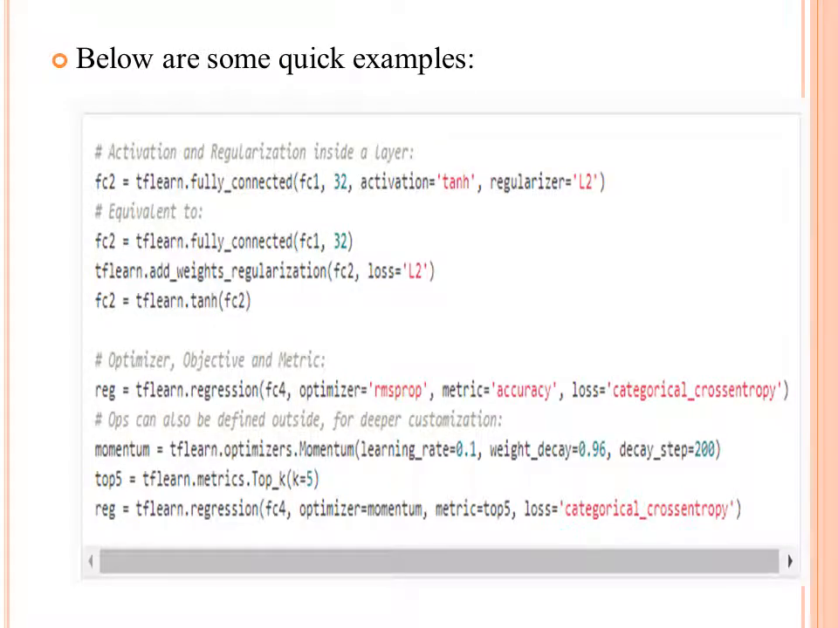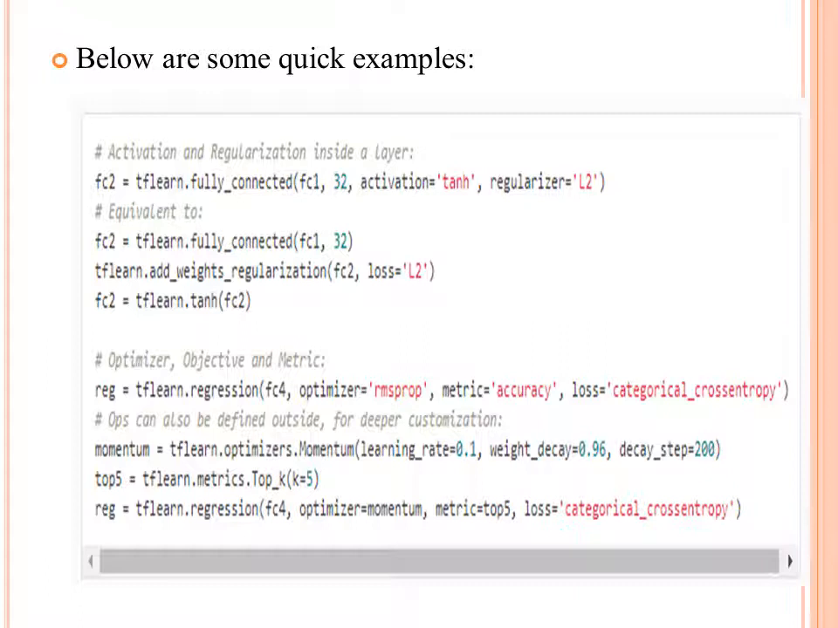Below are some quick examples that are used in TFLearn. Here we are declaring activation and regularization inside a layer, that is fc2 equal to tflearn.fully_connected(fc1, 32), and the activation function that we are using here is tanh. The regularizer that we are using is L2, and it is equivalent to fc2 = tflearn.fully_connected(fc1, 32), tflearn.add_weights_regularization(fc2, loss='L2'), and fc2 = tflearn.tanh(fc2). So the code which we have written for activation and regularization inside a layer is equivalent to the code shown on your screen.